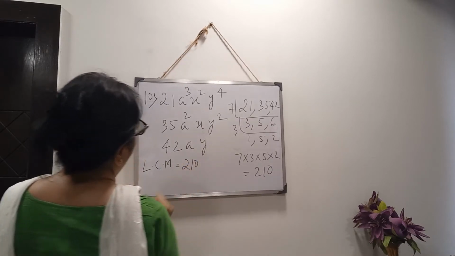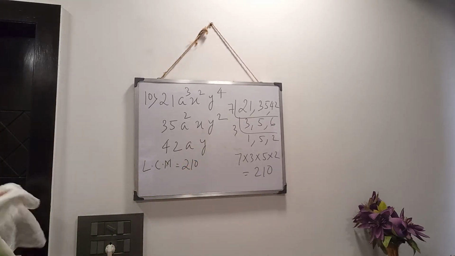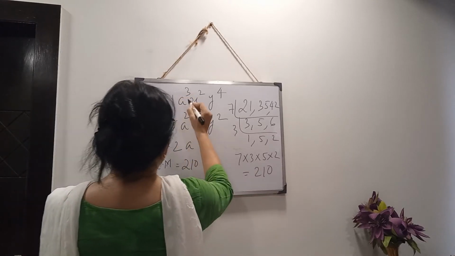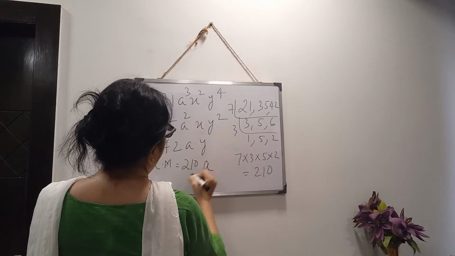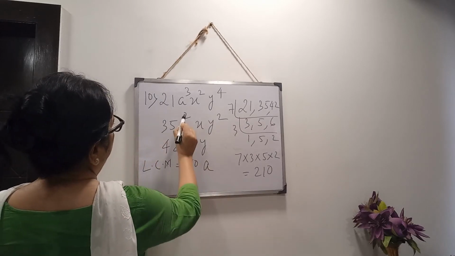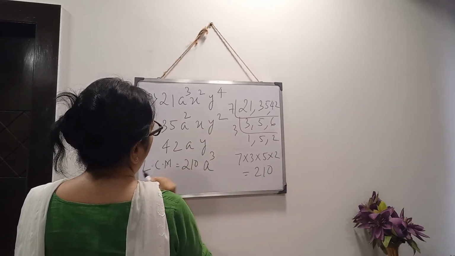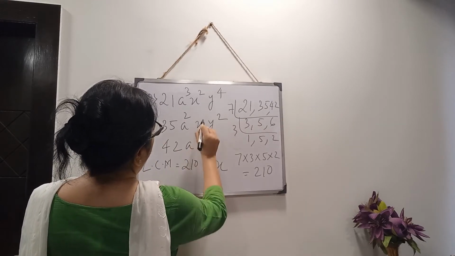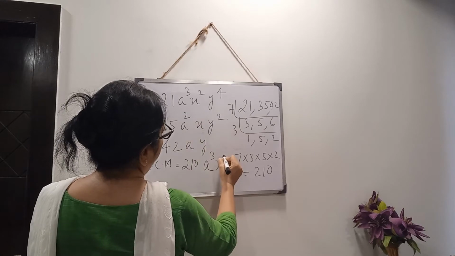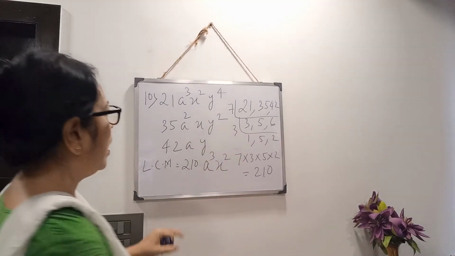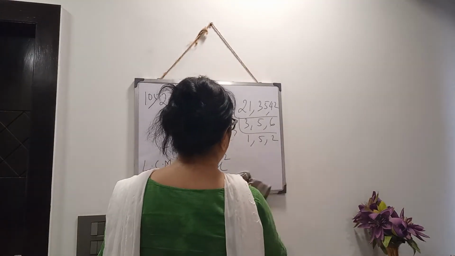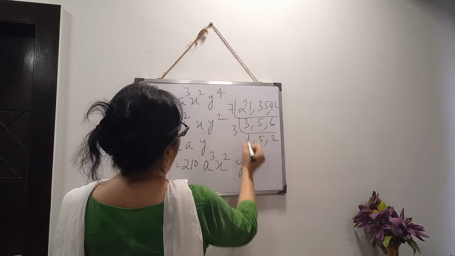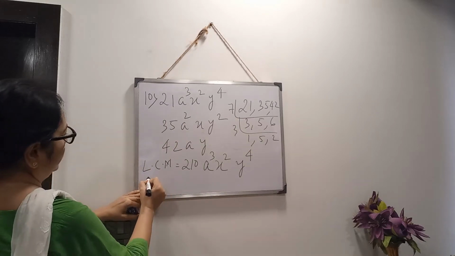So the LCM is 210, and the variables are a, x, y. What will be the highest power of a? There is 1, there is 2, there is 3, so a cube. For the highest power of x, there is no x in the third term, so x square. And y to the power 4. This is your LCM.